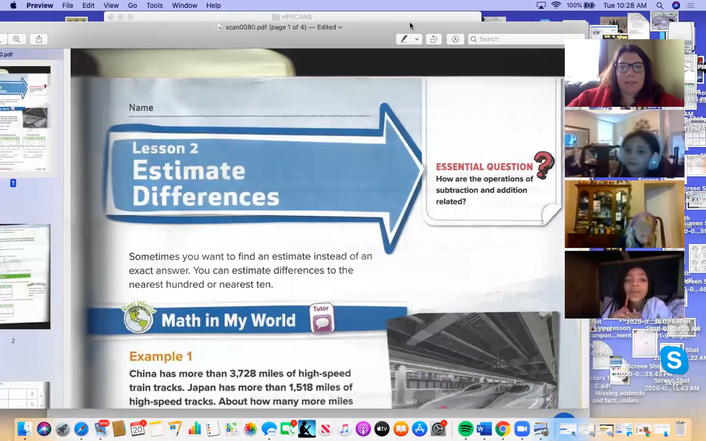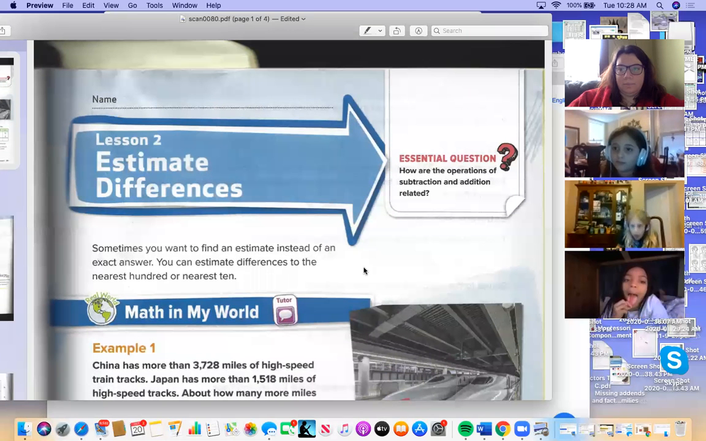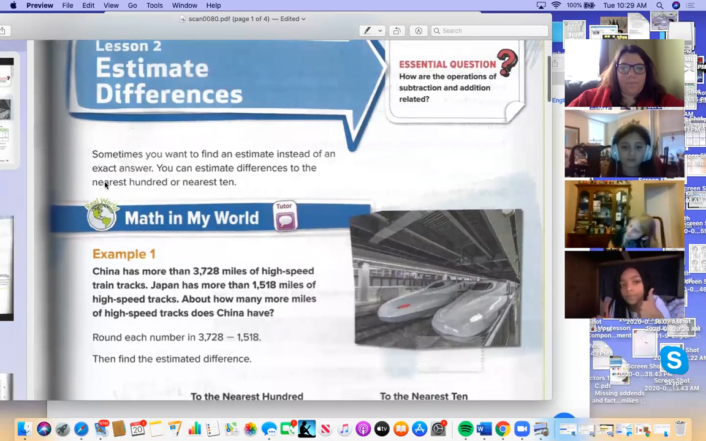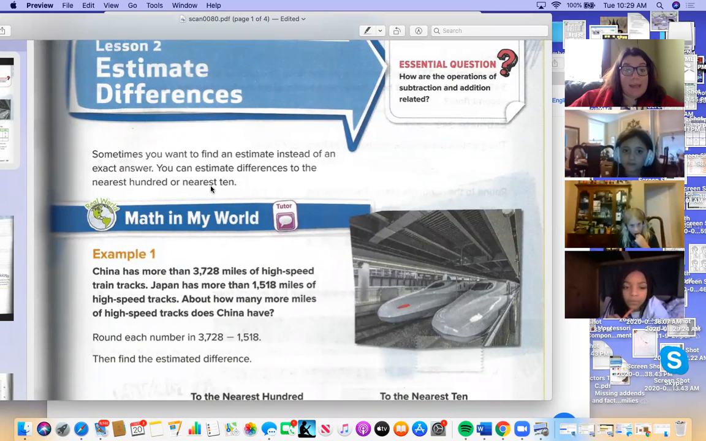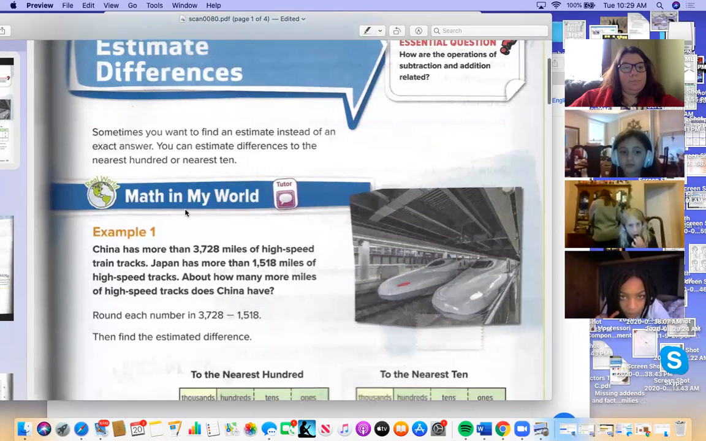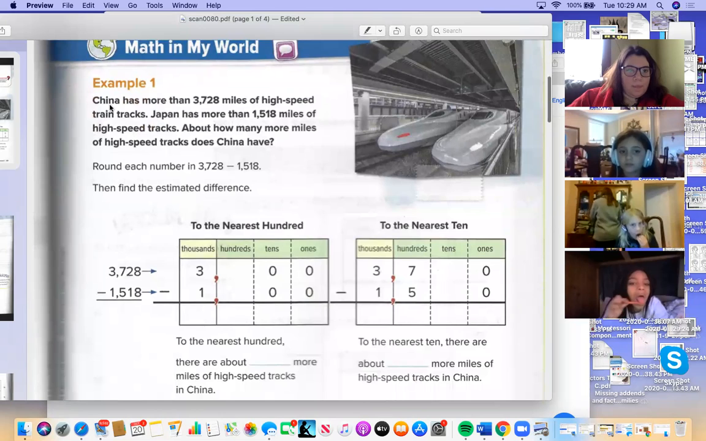Estimate differences. Everybody can see my screen, yes? All right. So following along with me, at the top it says, sometimes you want to find an estimate instead of an exact answer. You can estimate differences to the nearest 100 or nearest 10. Example 1. China has more than 3,728 miles of high-speed train tracks. Japan has more than 1,518 miles of high-speed tracks. About how many more miles of high-speed tracks does China have?